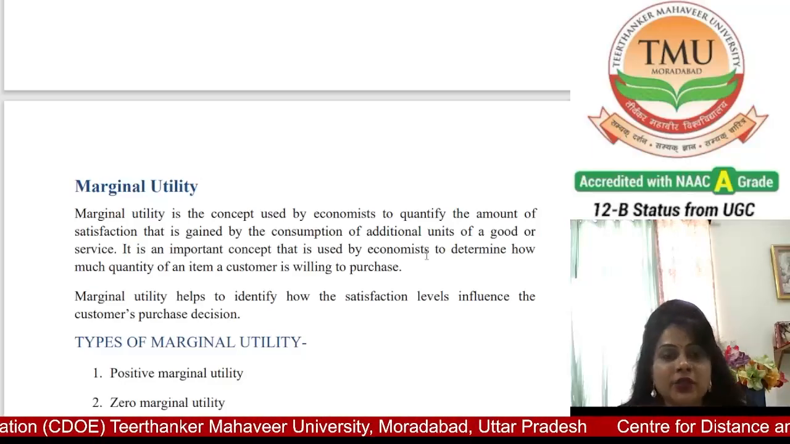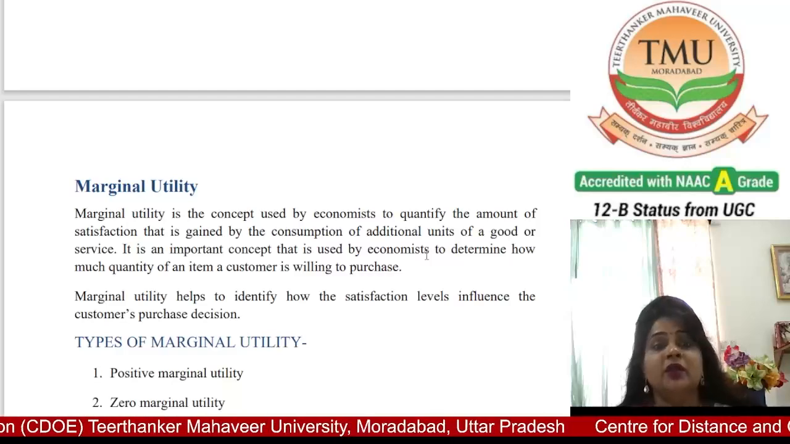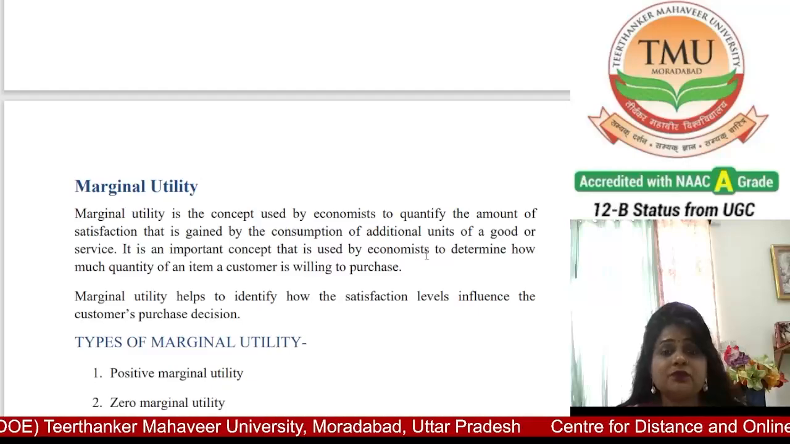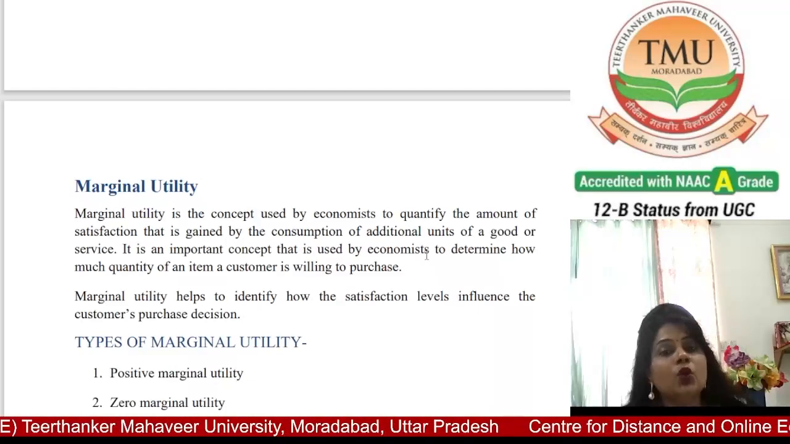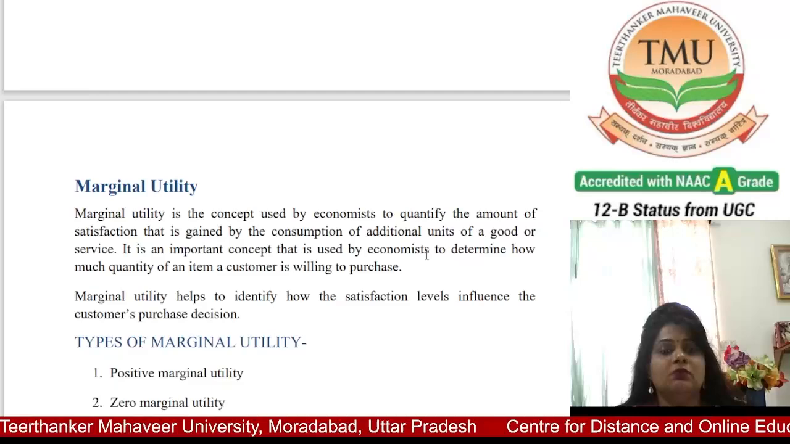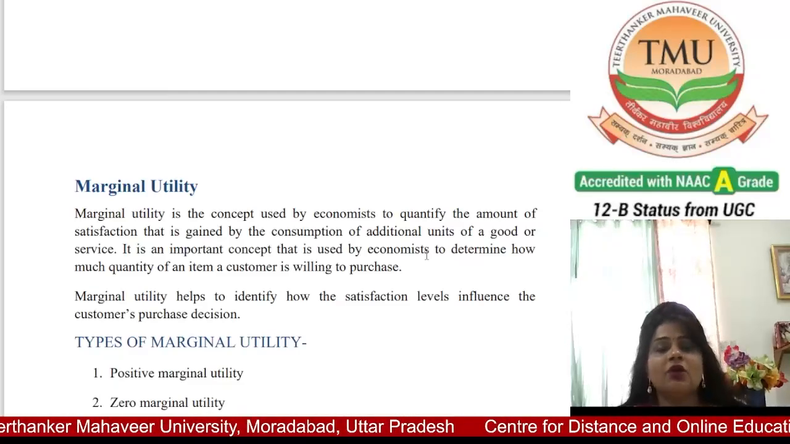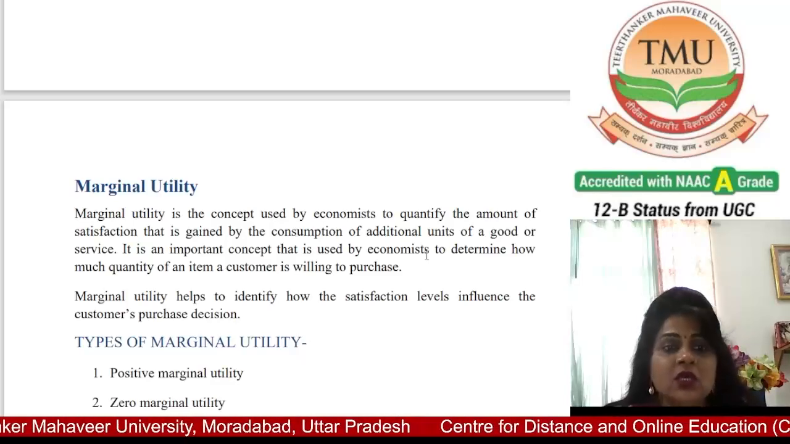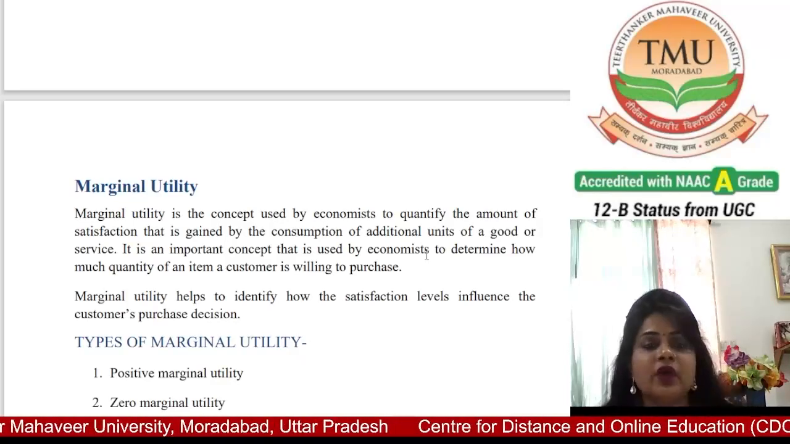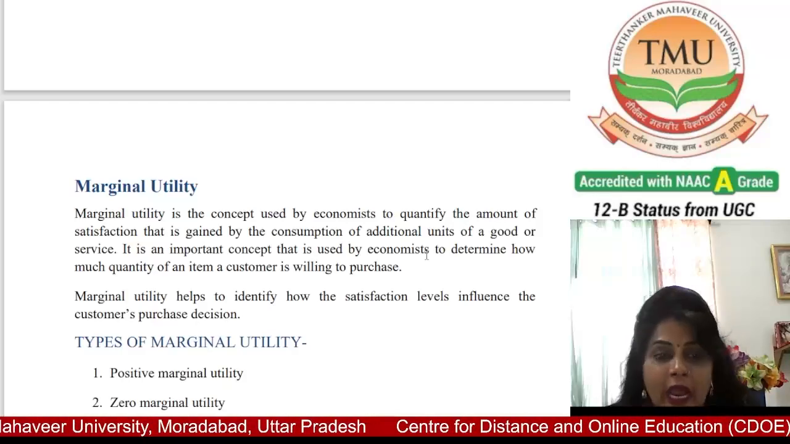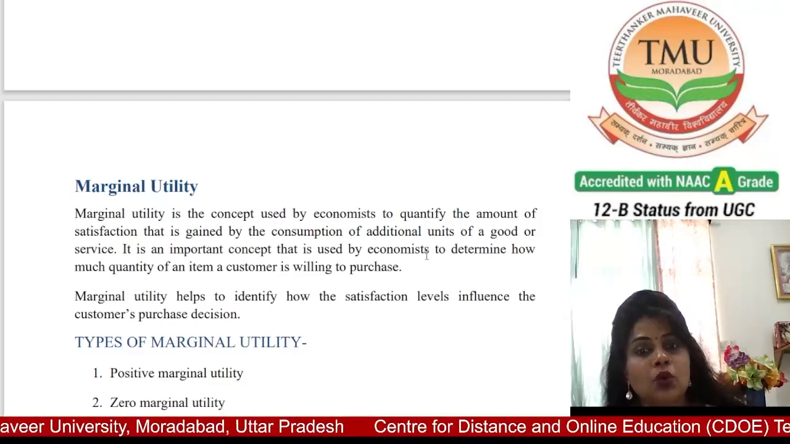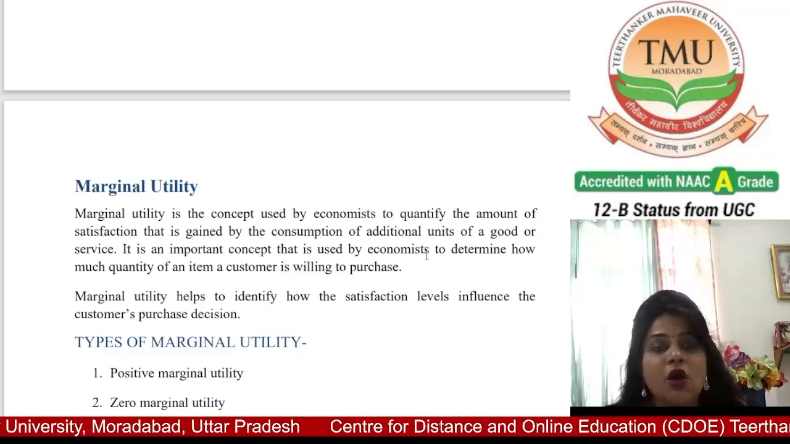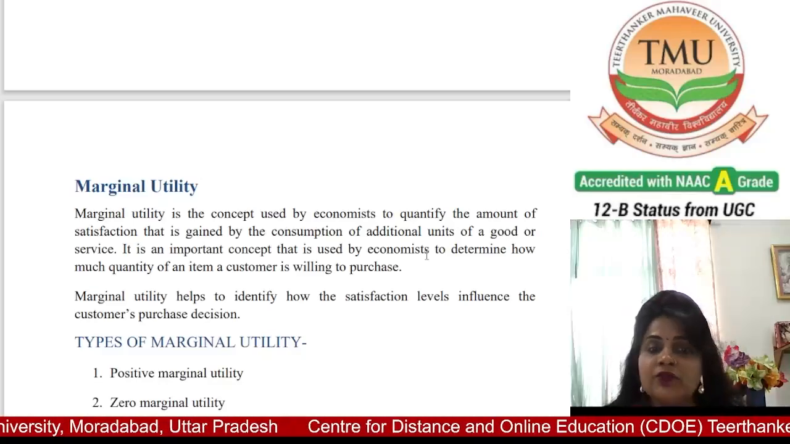The concept of marginal utility is used by economists to determine how much of an item a consumer is willing to purchase. Positive marginal utility is the added satisfaction a consumer gets from having one more unit of a good or service. The law of diminishing marginal utility is often used to justify progressive taxes.